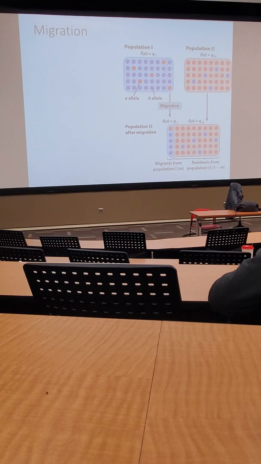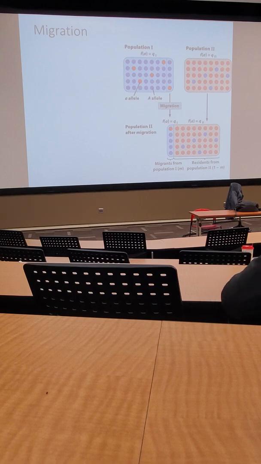Migration is going to alter allele frequencies by making two populations look more similar. So again, we can make a prediction. Before we do any math, we should be able to predict what's going to happen. If the allele frequency of blue is high in population 1 and low in population 2, the new population should be in between. Not exactly in between, but in between, dependent on how many migrants are being exchanged between these populations.